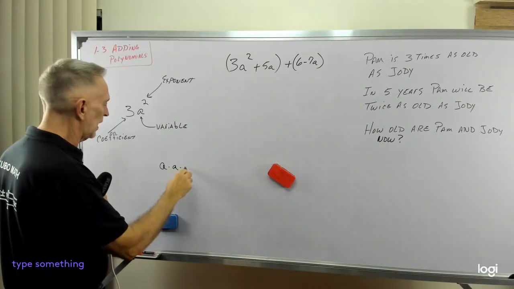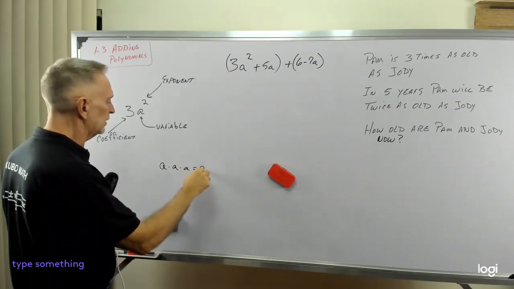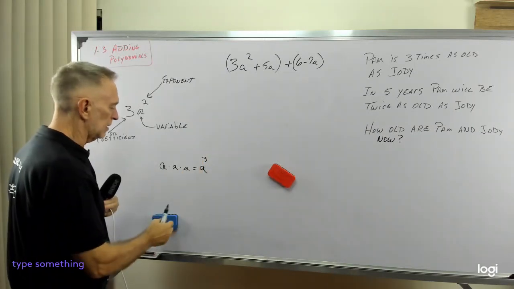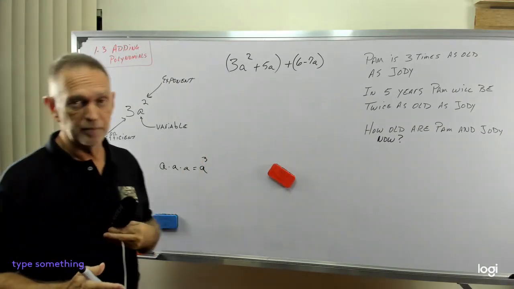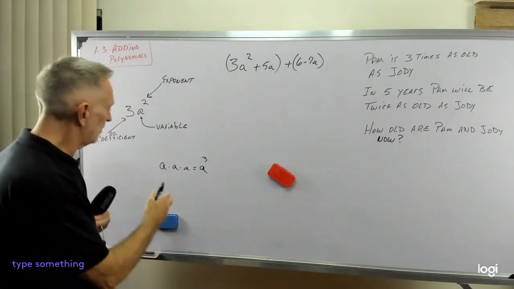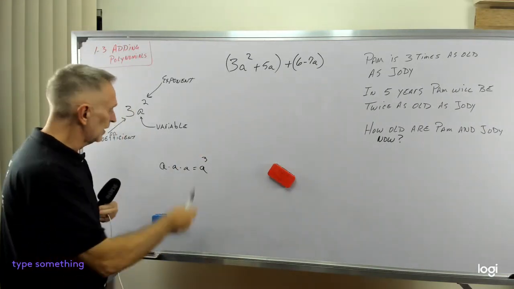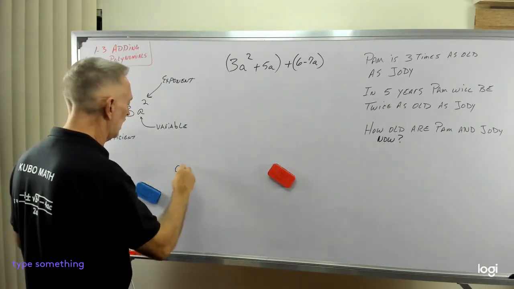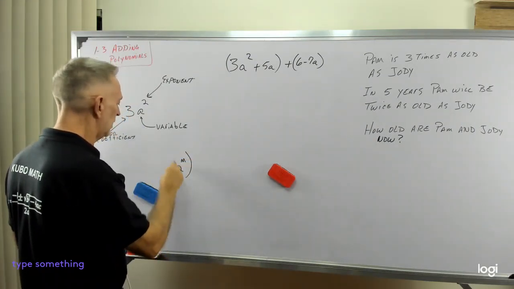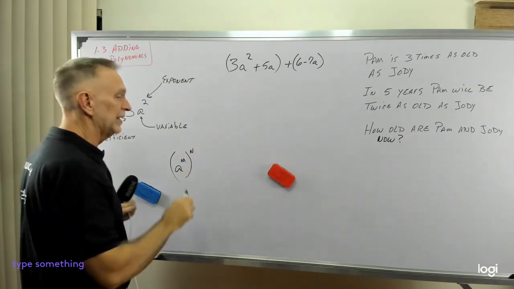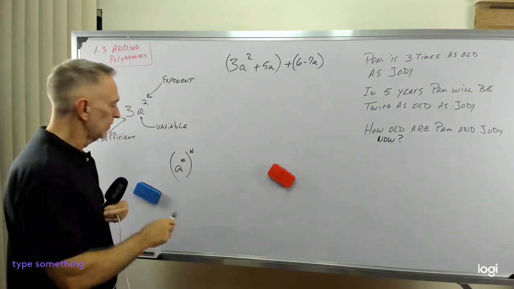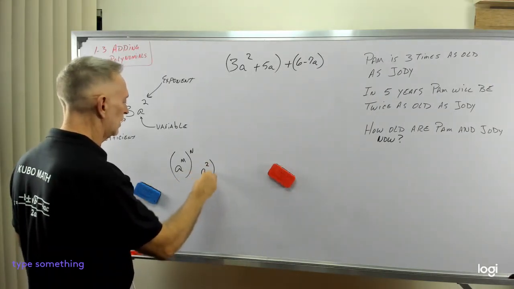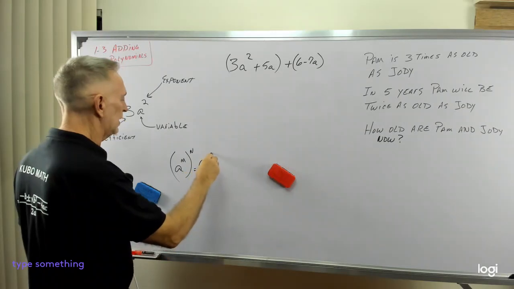If this were a times a times a, well, that's a to the third power. A times itself 3 times. So there's nothing magical about exponents. Just understand, well, there is one rule that's a little bit odd, I think. If I have a to the m, and that's raised to the n power, let's say I have a squared, a to the second power, raised to the third power.